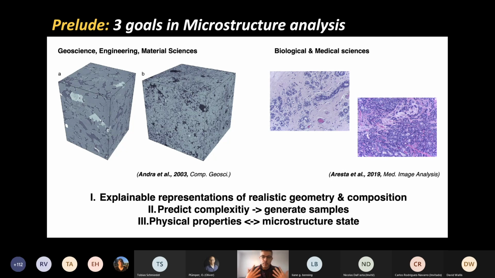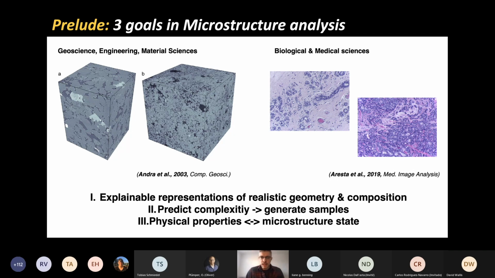So some things that we would like to do with images. Right? So here are three very specific goals. The first is to have what we call explainable representations of realistic geometry and composition. What I mean by explainable is that it is some form of math or numerical model from which we can derive interpretations that mean something to us, but they still abstract the structure. We also want them to be realistic. Now, you may think, well, this is obvious, we might want this, but it turns out that doing this reliably has long been a challenge in material science. So I will talk about this very briefly today.